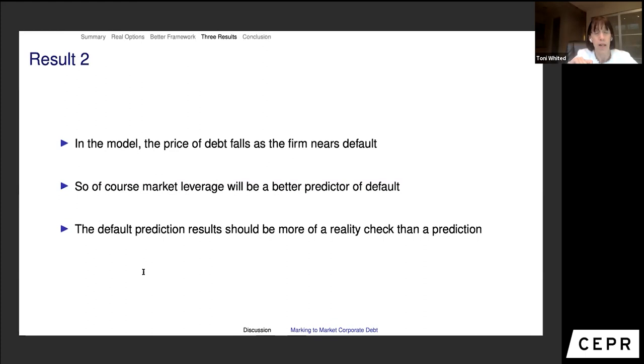In the model, the price of debt falls as the firm nears default. That's pretty straightforward, but on some level it's kind of, yeah, duh, of course that makes sense. Shouldn't market debt predict default better than book debt, because markets know that the firm's going to default? So it makes sense. I would think of this default prediction result as a reality check rather than a major result.